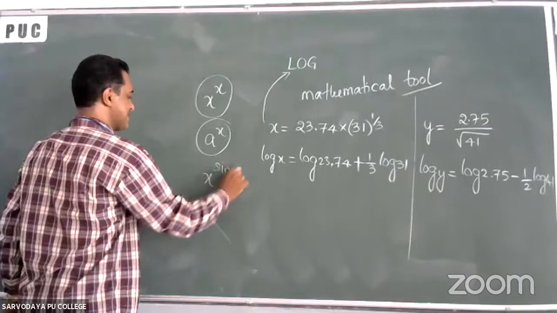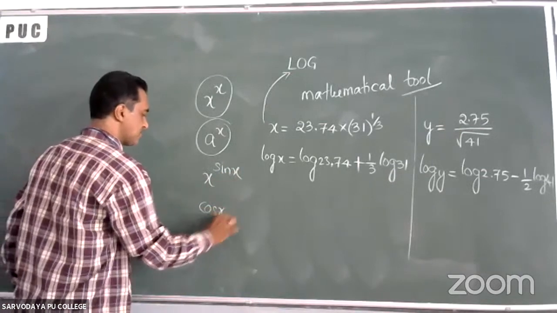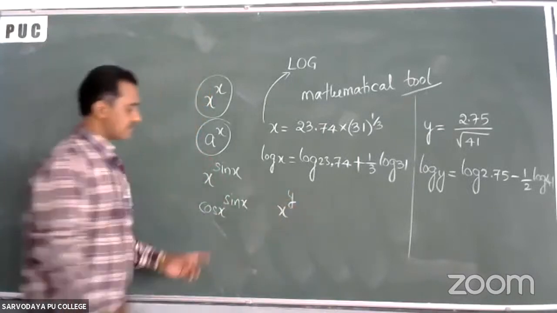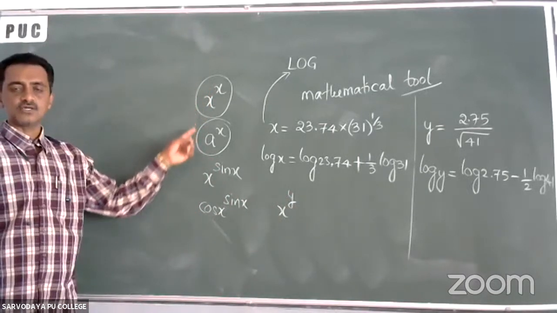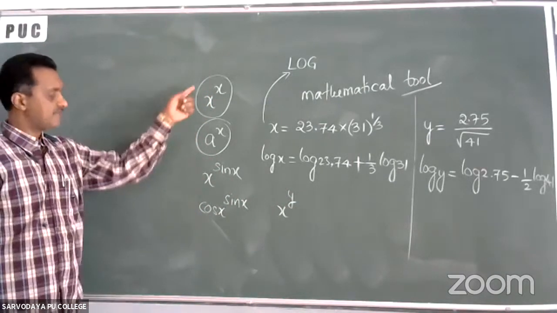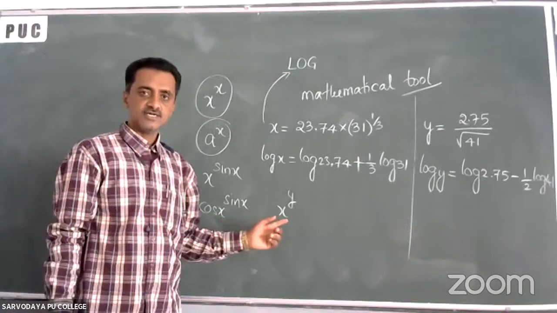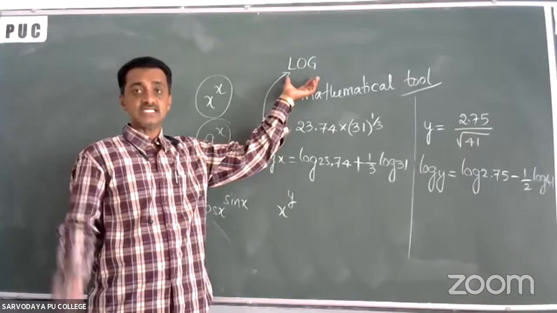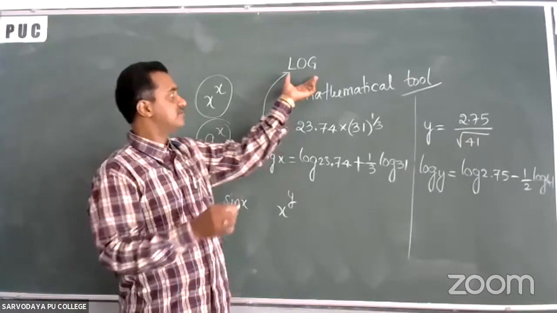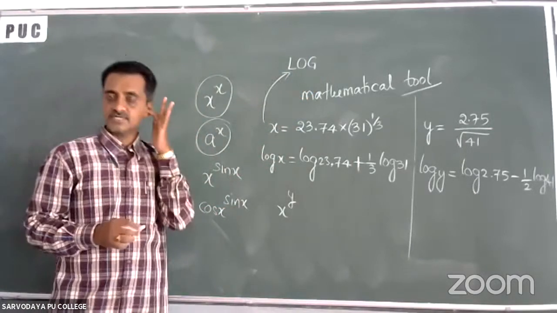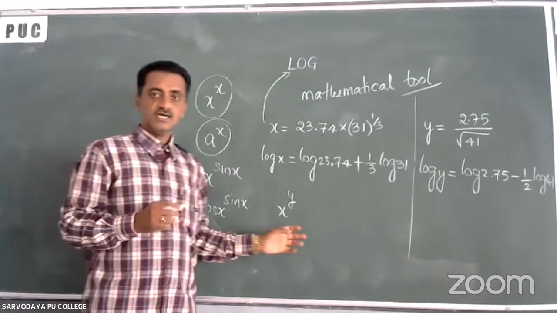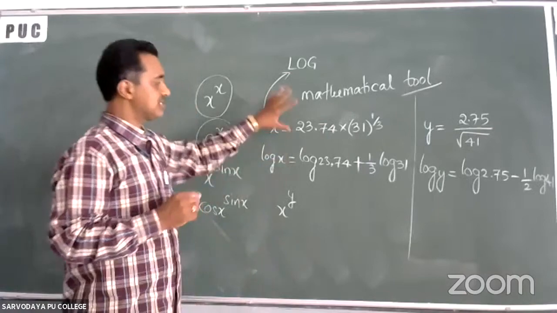So x to the power of x, a to the power of x, x to the power of sin x, cos x to the power of sin x, x to the power of y. All these are called exponential functions. If you have an exponential function, then to differentiate it we need the logarithmic concept. That is the reason behind the study of logarithms. We study logarithms to learn how to differentiate such exponential functions.